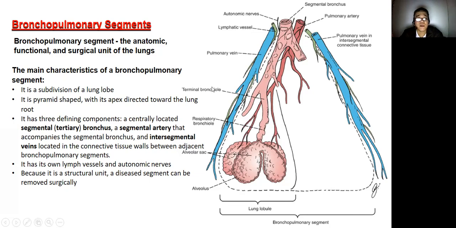It is supplied by a tertiary bronchus, a segmental artery which accompanies the bronchus, and an intersegmental vein. So it is a structurally independent unit, because even if you resect one bronchopulmonary segment, it will not affect the functions of the other lobes. On the right lung, there are about 10 bronchopulmonary segments, and on the left, there are about 8 to 10 bronchopulmonary segments.